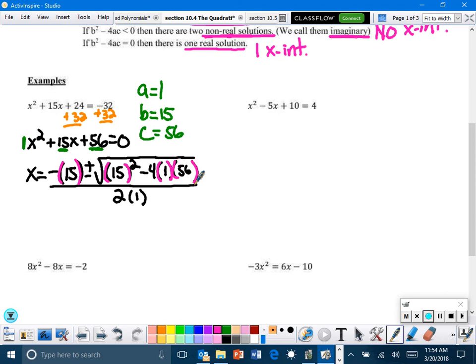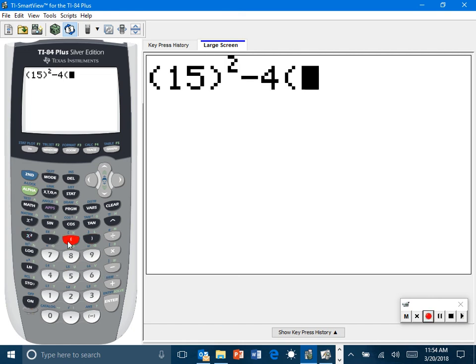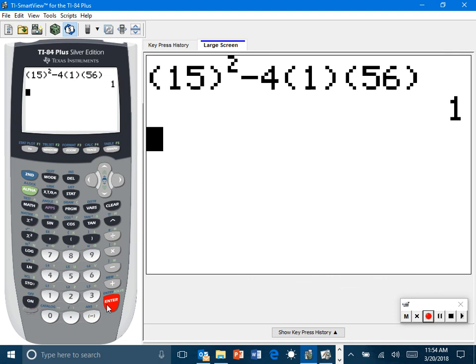Now, when you do this, we are only going to type in the discriminant. Only the discriminant. I'm going to highlight the discriminant in green. So we're going to start off typing this part into the calculator. Only that part. We are not going to use the square root. Here we go. Parentheses, 15 squared minus 4 times 1 times 56. Okay, we get a 1. All of that turned into a 1.